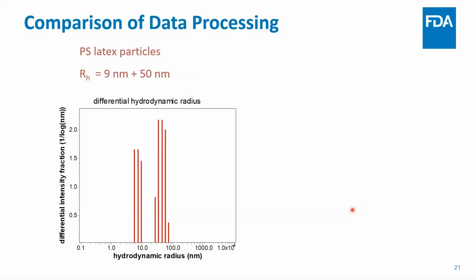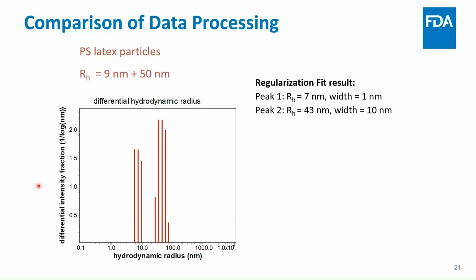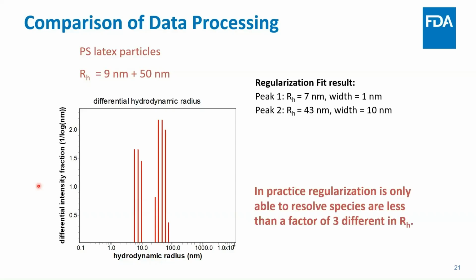And this again is still looking at the intensity distribution, so proportional to the D to the 6th. And so when we look at the regularized fit, we have, of course, some error, but it gives us about 7 nanometers and 43 nanometers, plus or minus 10 on the second peak. And so when you do this systematically, it depends on how the system is actually dividing these peaks, or dividing the decay into different sections.